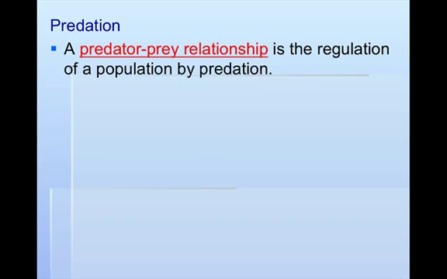Predation. A predator-prey relationship is the regulation of a population by predation. The example that was used in your book was the wolves and the moose on Isle Royale, and you're going to be doing a lab that's going to look at this specific predator-prey relationship. So we'll delve into this a little bit further in lab tomorrow.